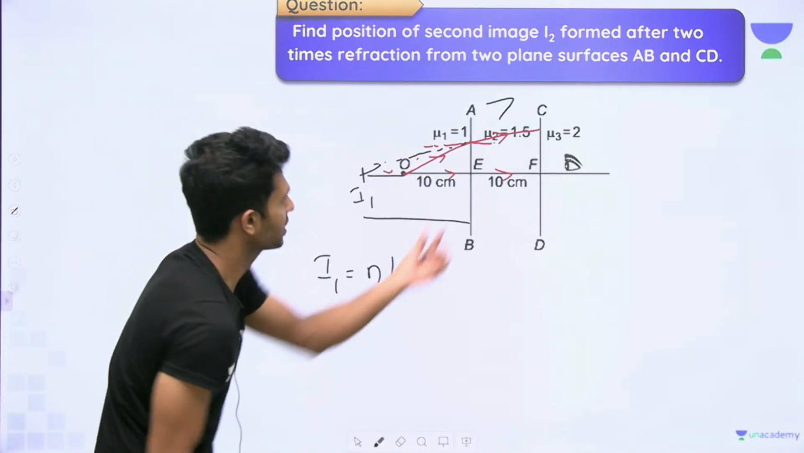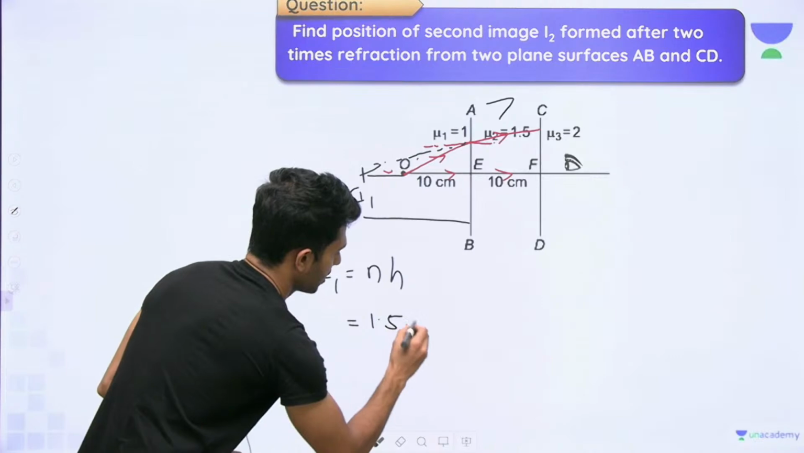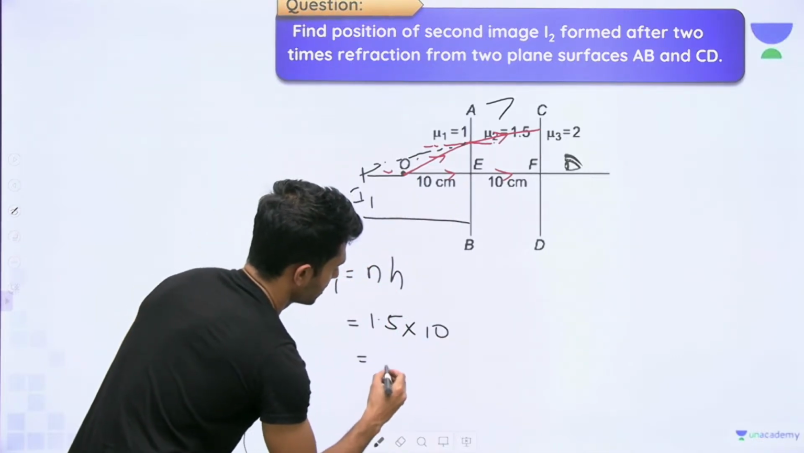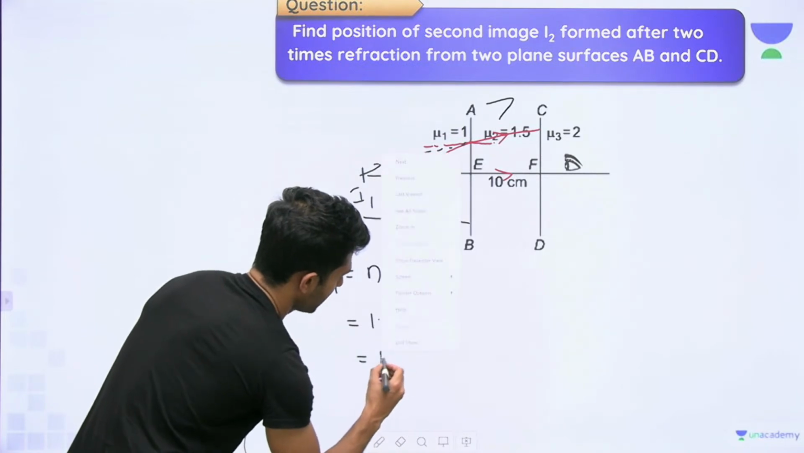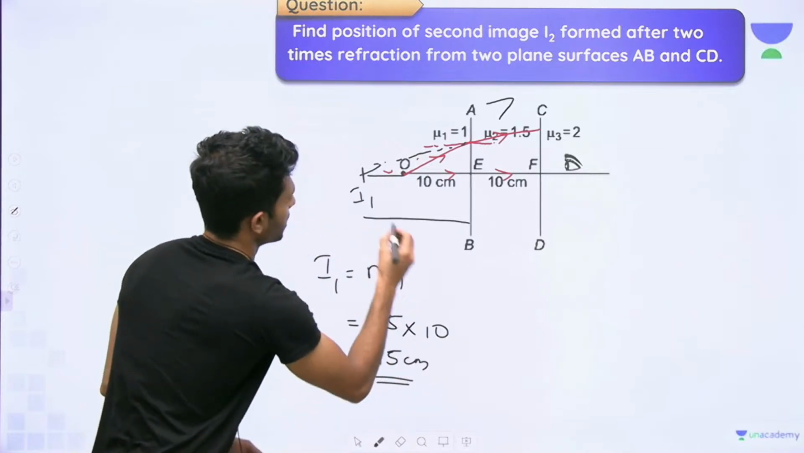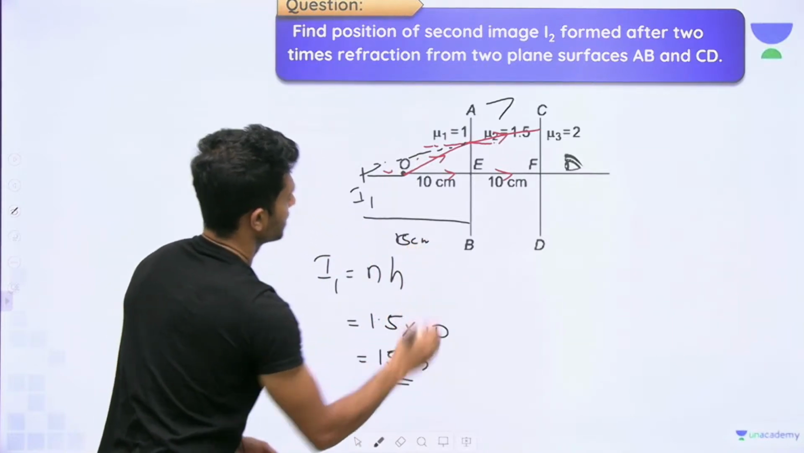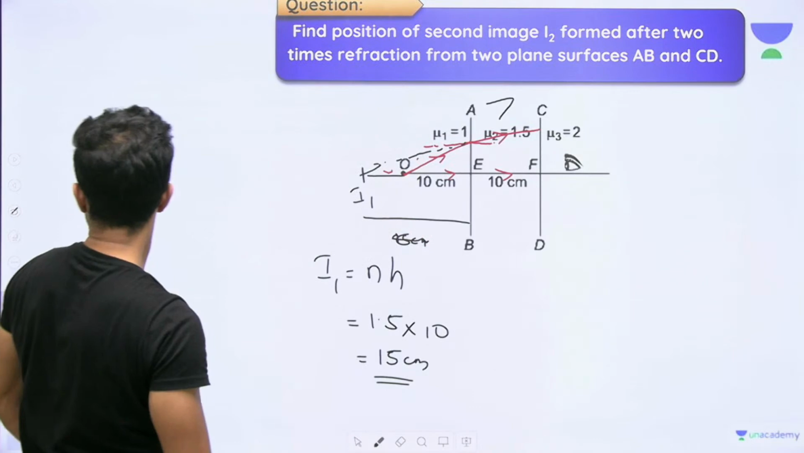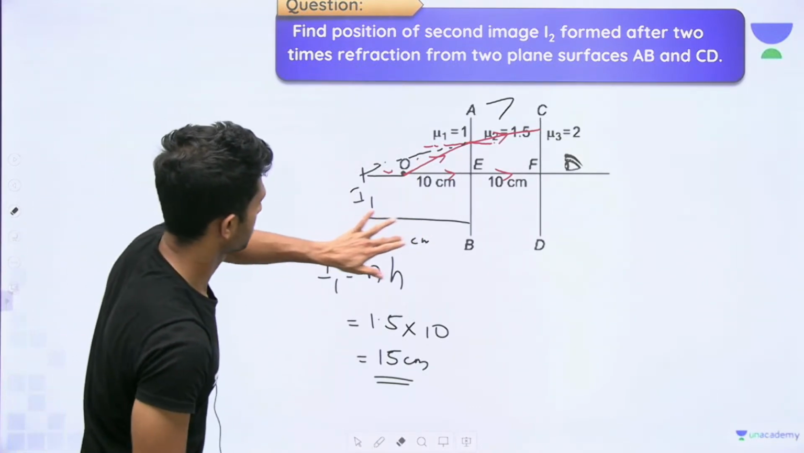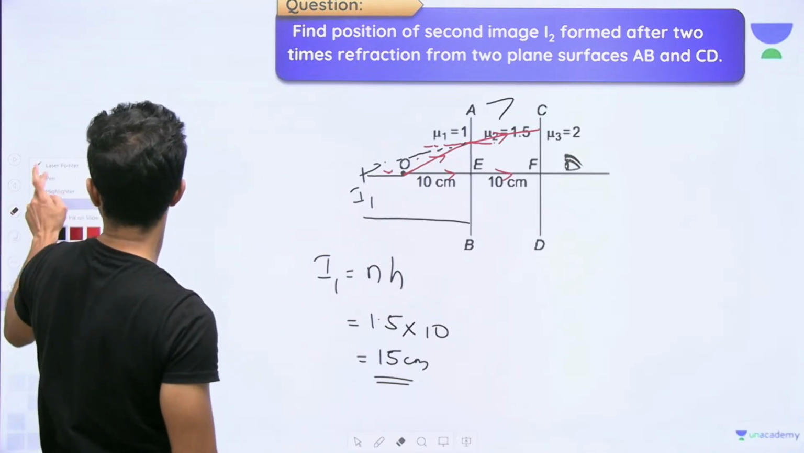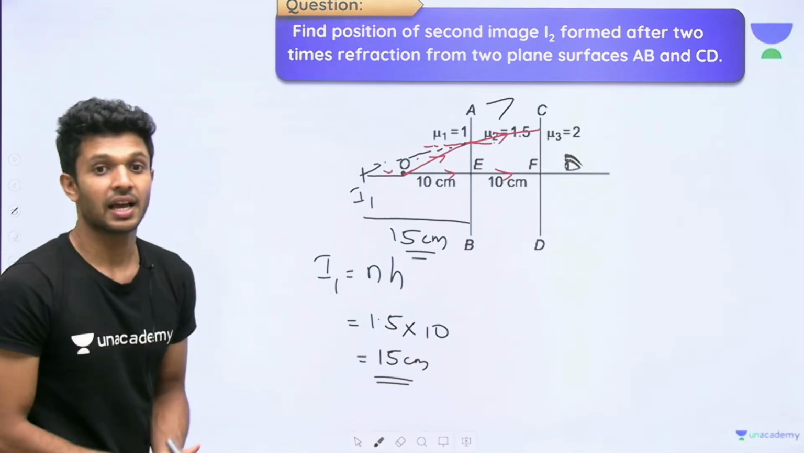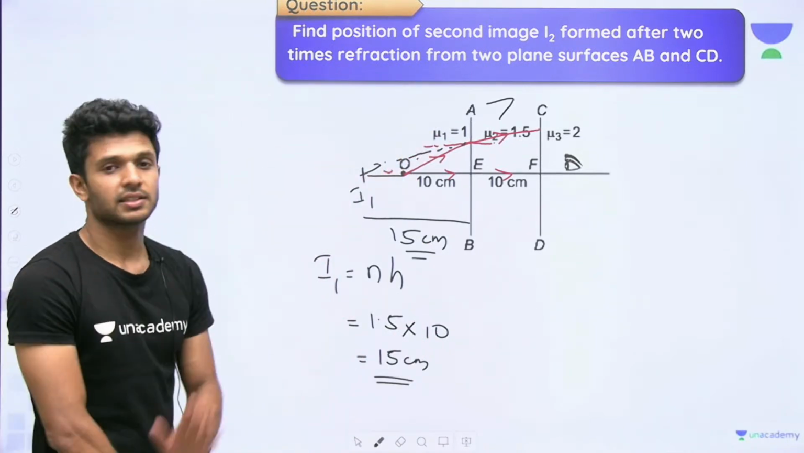What was the refractive index of the denser medium? 1.5, into what was the object distance? 10. So this is 3 by 2, so 5 threes are 15. So the new distance is 15 centimeters. So this distance became 15 centimeters after the first refraction.